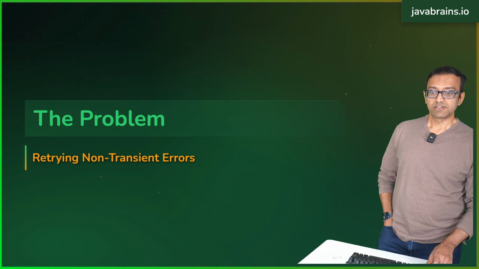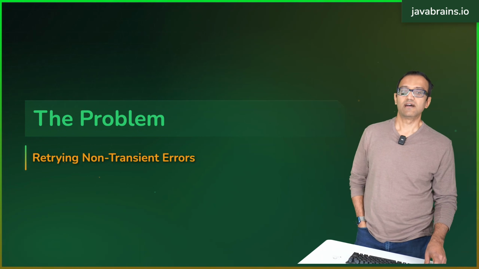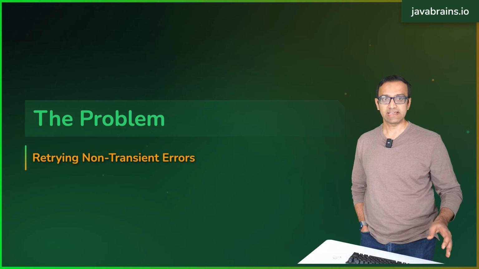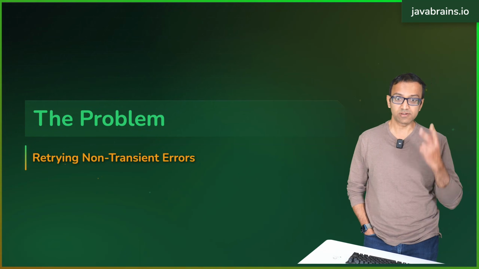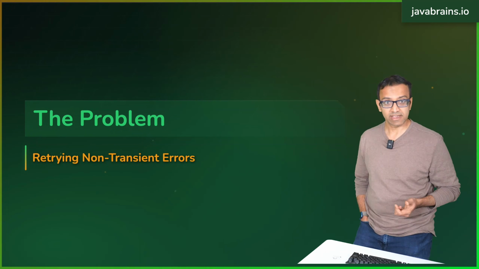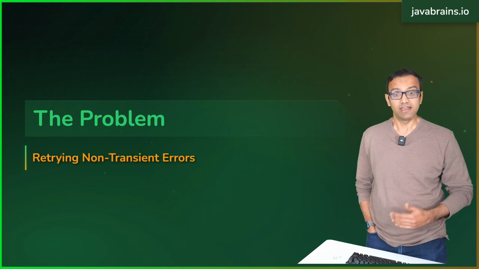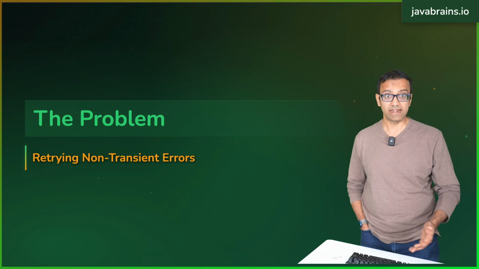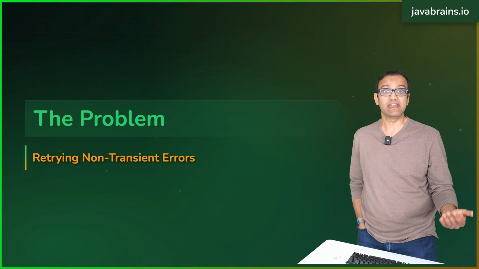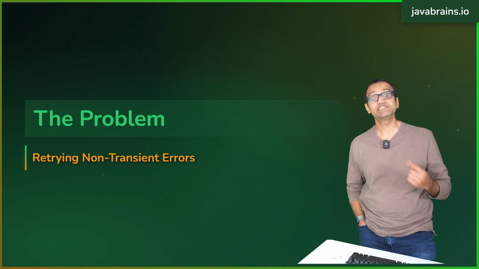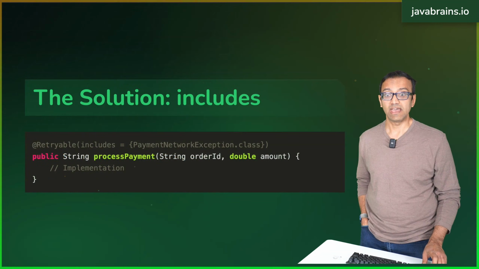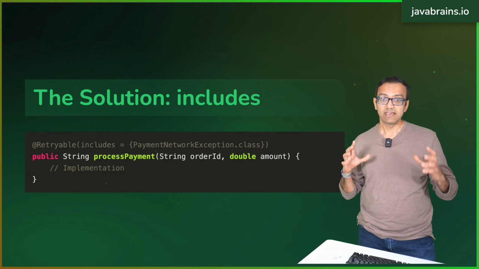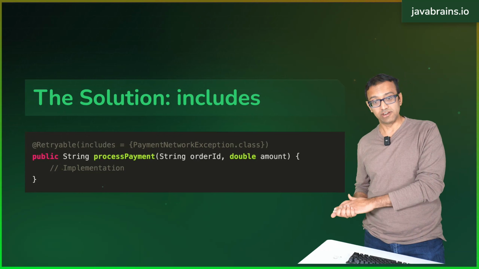All right. So retrying non-transient errors is a bad idea. By default, @Retryable retries for any exception, but not all exceptions are transient. We looked at two exception types there. One is the network exception, which is transient, a network hiccup, and a retry might help. And then there is a payment validation exception, which is not transient. Bad data, it just won't fix itself. It's bad data, it has to go back. So you need to tell Spring which exceptions are worth retrying. And that's what the includes property does. The includes property takes in the exceptions that you should retry for.